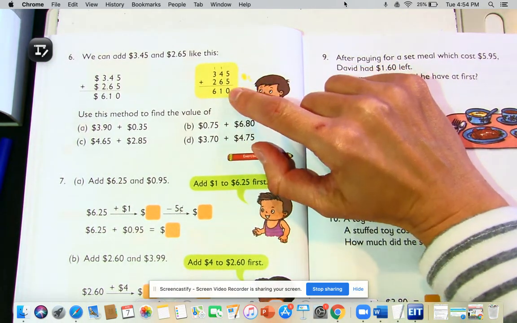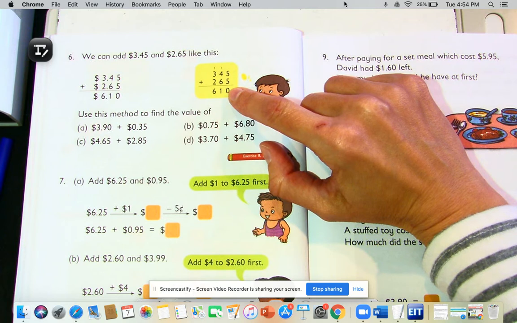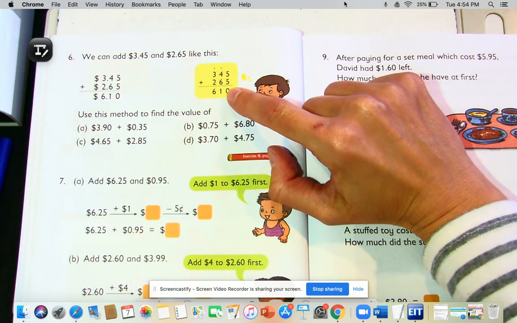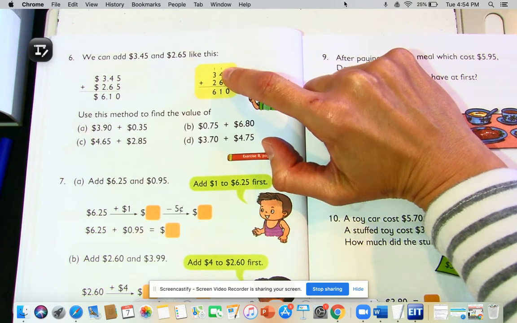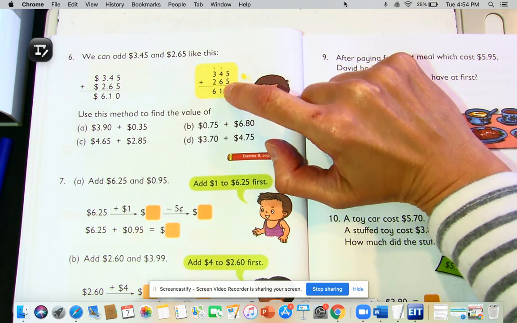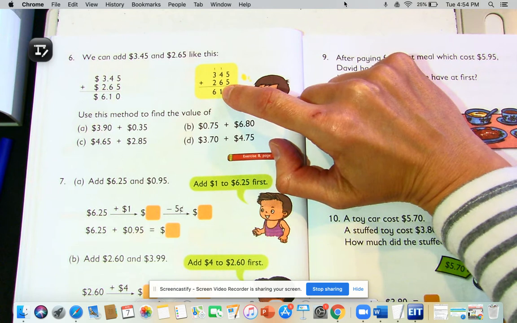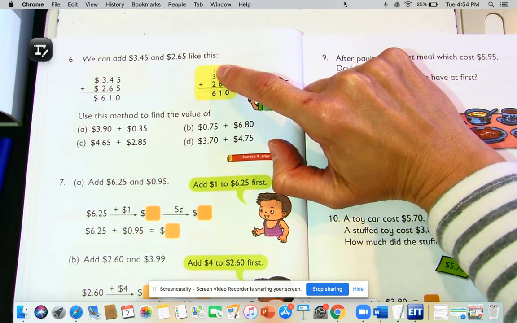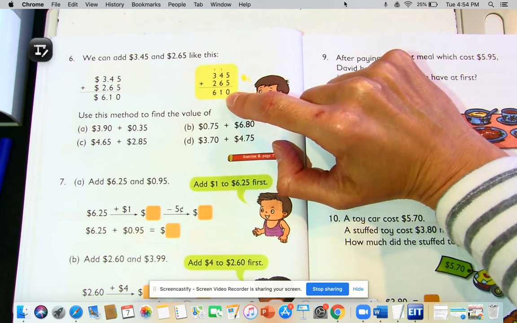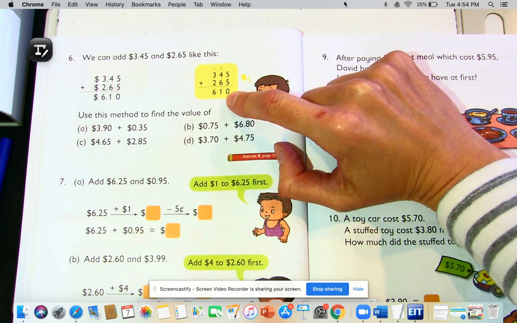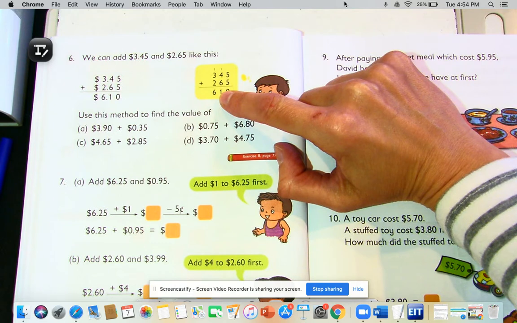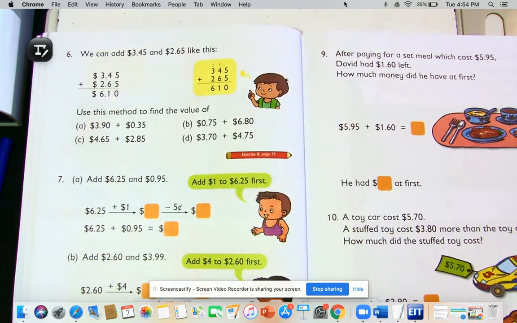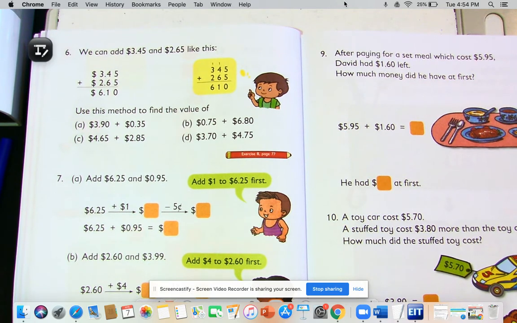So we know 5 plus 5 is 10, but we can't put a 10 there, so we have to rename it as 1 ten and 0 ones. And then we've got 1 plus 4 is 5, and 5 plus 6 is 11. We rename it again. And there's our 1. 3 plus 1 is 4, plus 2 is 6. So then we have 610, and then we just go back and add in the decimal point and the dollar sign, just like they've done over there. So let's do a couple of these as an example.